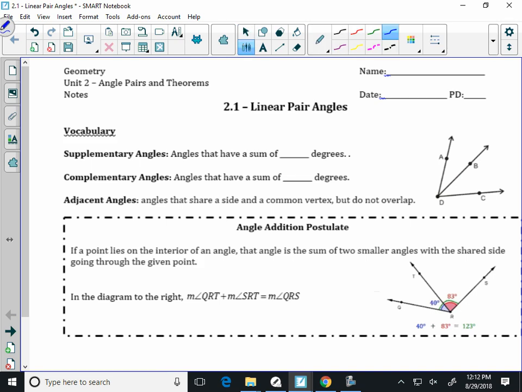One is supplementary angles. Supplementary angles are angles that have a sum. What does sum mean to you in math? Yeah, sum means to add. So two angles that add up to what? They're supplementary. Anyone heard that before? 180. Yeah, they add to 180 degrees. It means they are supplementary. Complementary angles, again, are angles with a sum of what? 90 degrees. So supplementary adds to 180. Complementary means they add to 90.